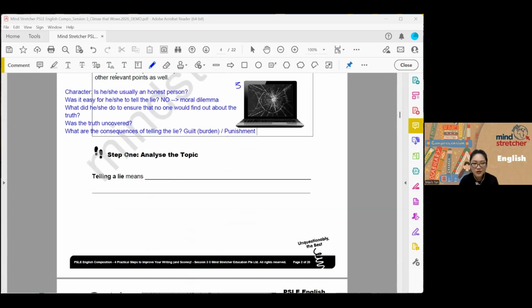A lot of number three. Let's take a look. Telling a lie. I'm just going to give this to you quickly because I think all of you know what telling a lie means. Telling a lie means telling an untruth, to purposely deceive others. So if you don't know you're lying, you're not lying. If you don't know, say, I didn't know. Then it's a misunderstanding. It's not a lie.